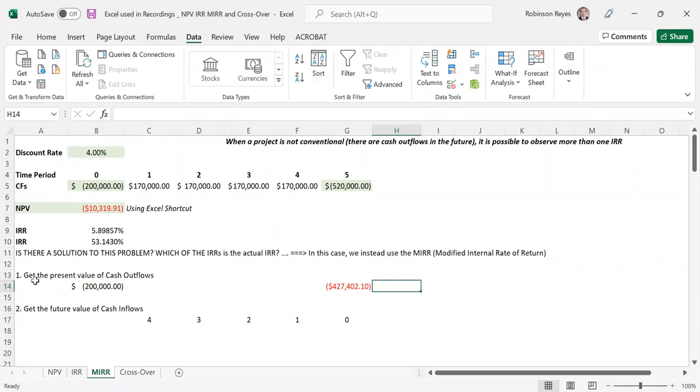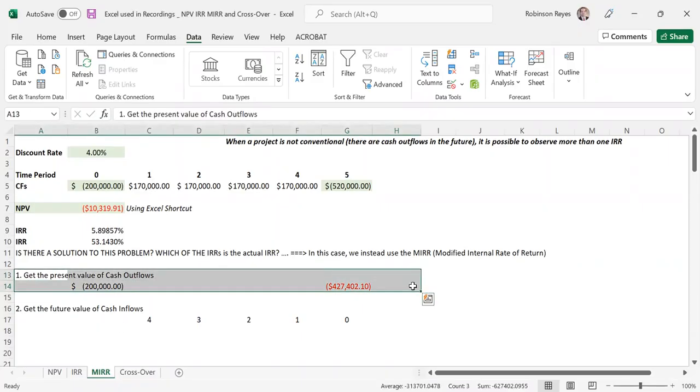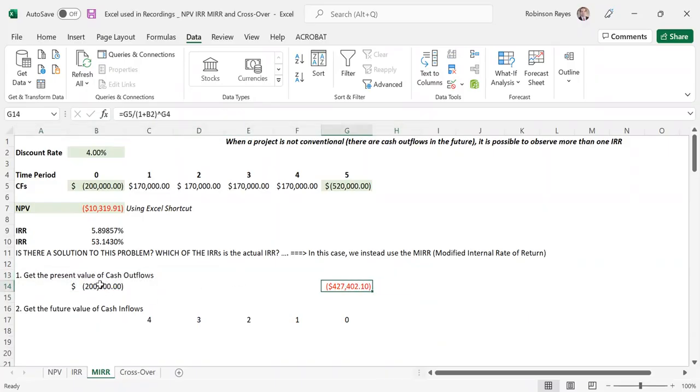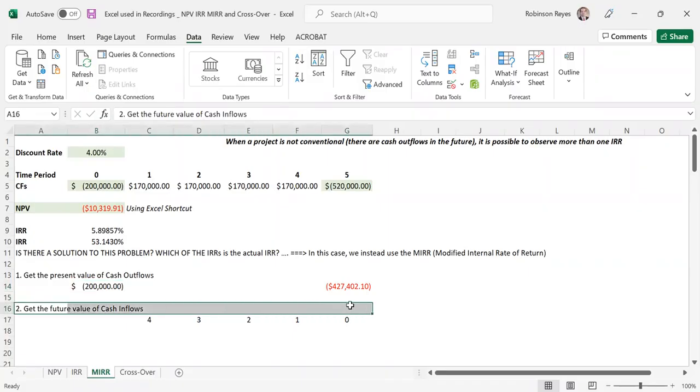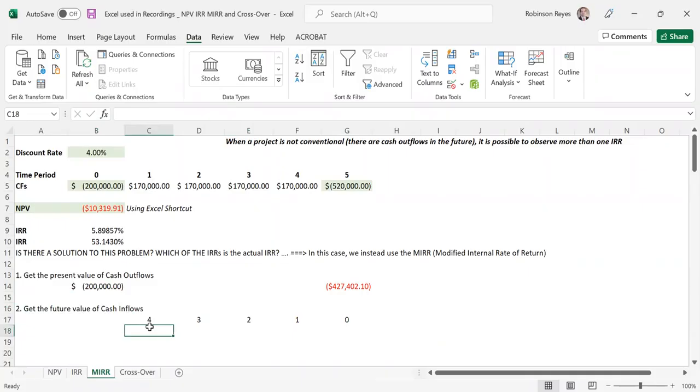Now, second step. First step, we're done. We have gotten the present value of each one of the cash outflows. Now let's get the future value of each one of the cash inflows. If we are looking at the first one of the future cash flows, this is 170,000. We want to take this to future value at the terminal period. The terminal period is 5.